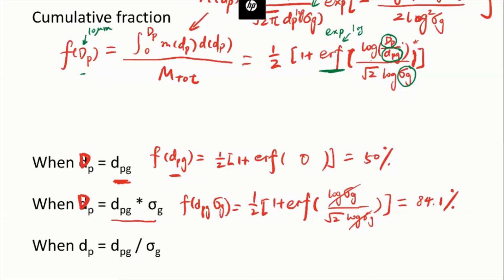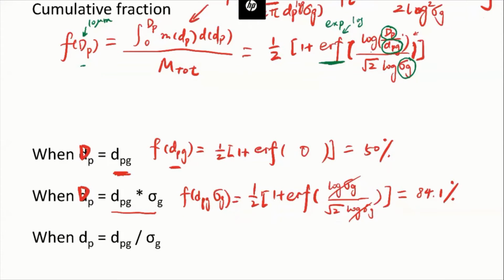This will apply for all log-normal size distributions. If we have a log-normal distribution, and the size is equal to the geometric mean multiplied by the geometric standard deviation, then the cumulative mass fraction will always be 84.1%.